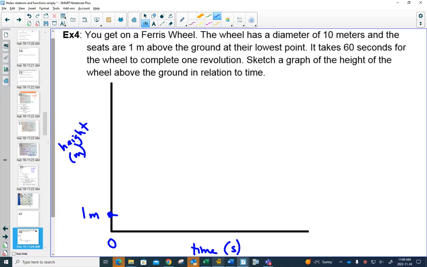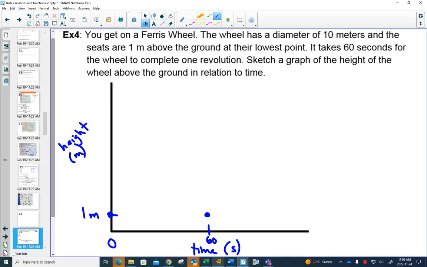Can you tell me another time and another height that you know? For example, could you tell me, where are you at 60 seconds? Where are you at 30 seconds? Where are you at 80 seconds? Well, 60 seconds, you're back at 1 meter. So if I put 60 right here, I pick a random spot, I would be back at 1 meter at 60 seconds.